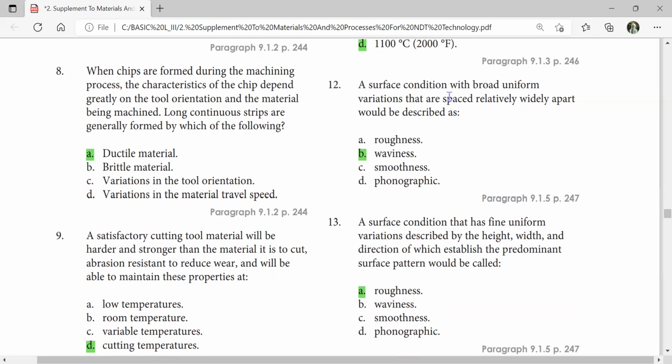A surface condition with broad, uniform variations that are spaced relatively widely apart would be described as waviness.